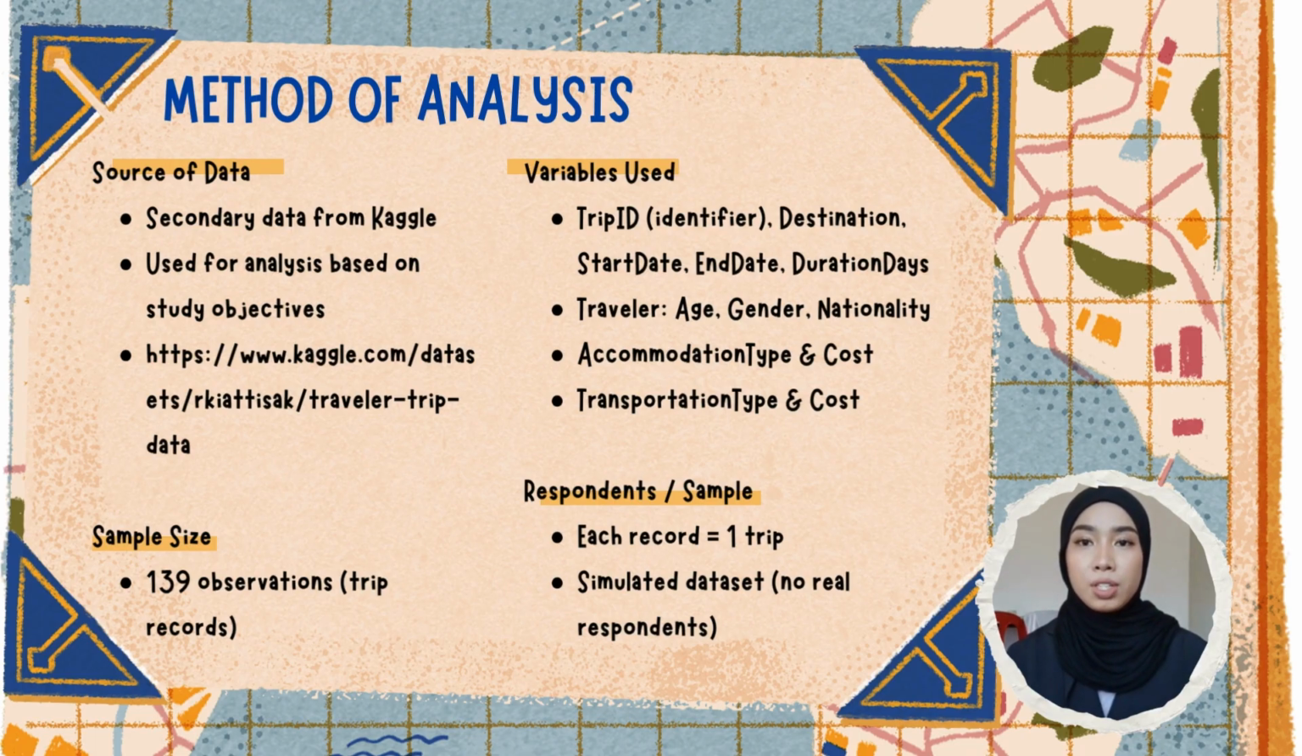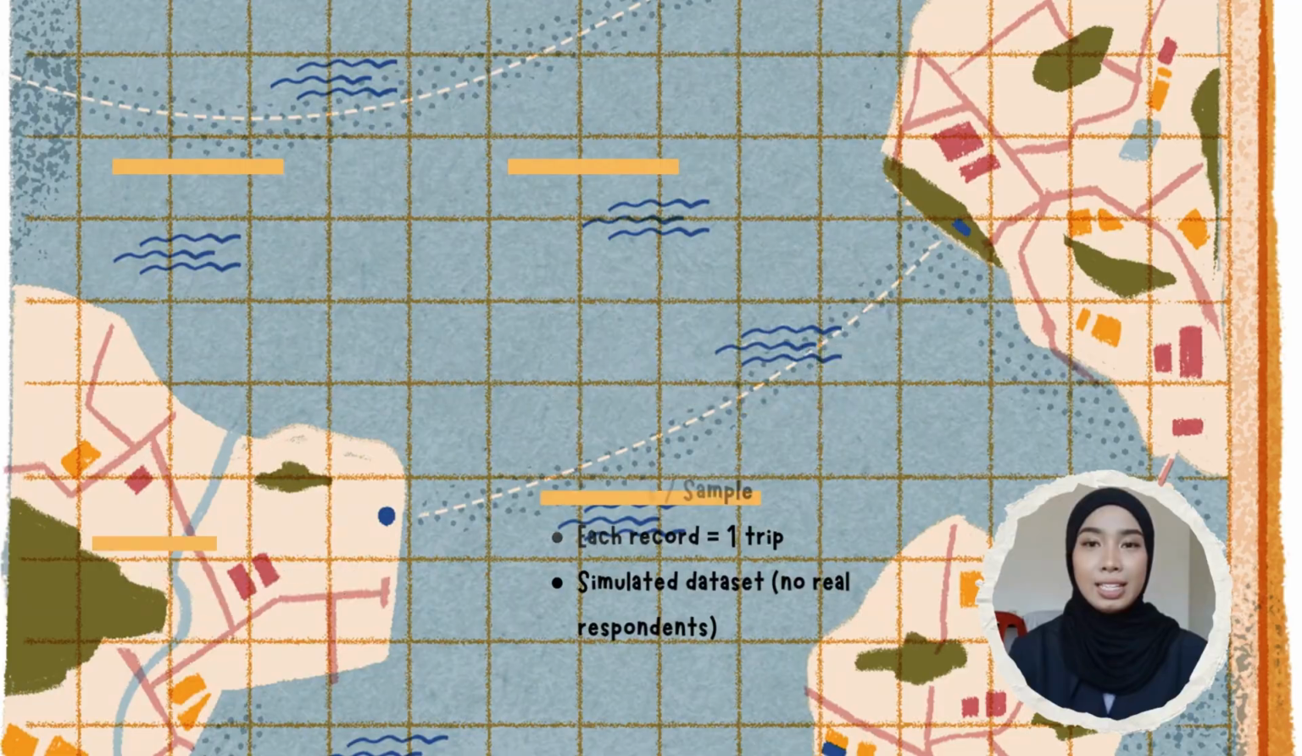Each observation represents one trip made by a traveler. Overall, the dataset consists of 139 observations, meaning 139 trip records were used in this study.